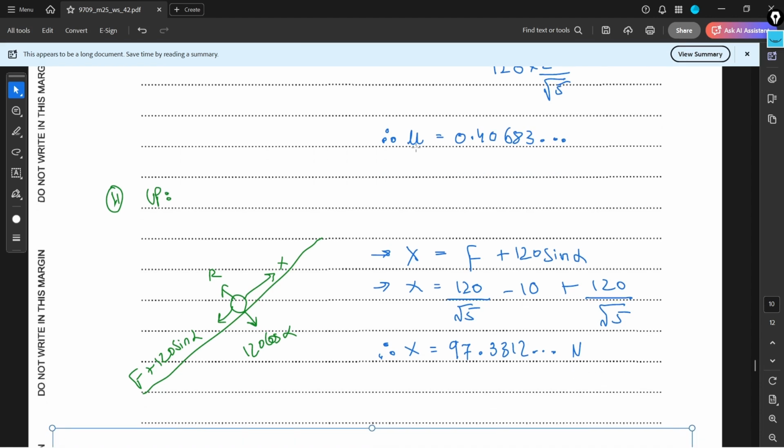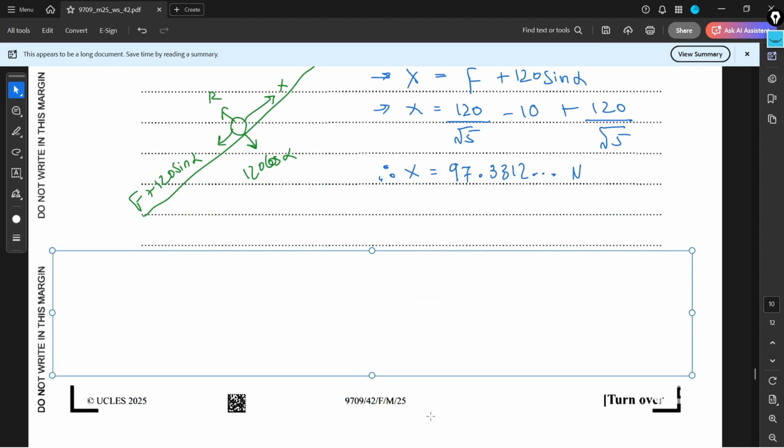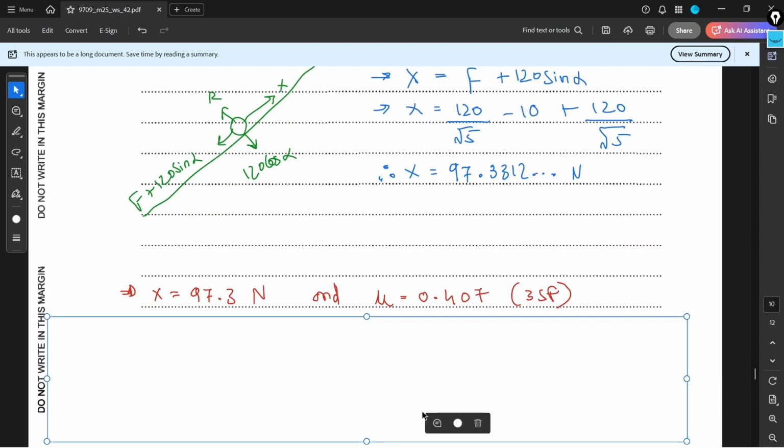And therefore, the final values of mu and x from here, I can say, are 0.407 for mu, correct to three significant figures, and 97.3 for x, correct to three significant figures. And that's the conclusion that you can see as my final statement in this part.